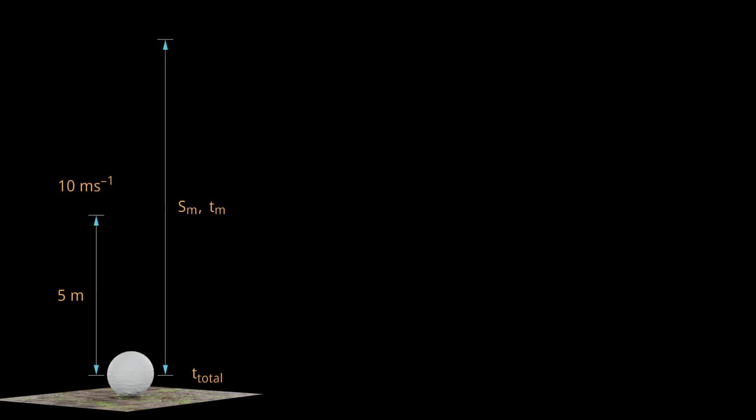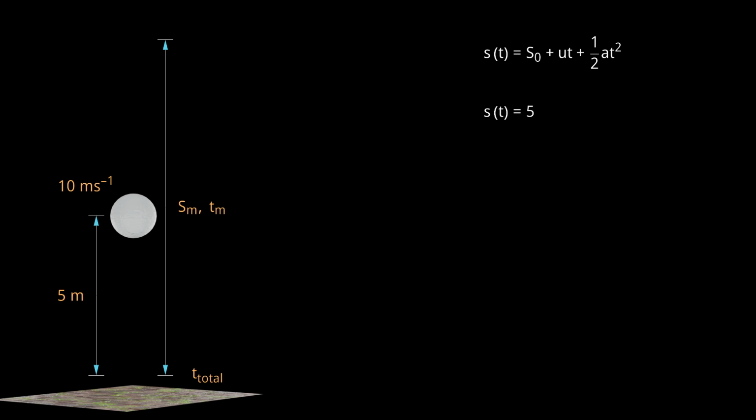We'll begin with the equation for the displacement of the ball, which is given as follows. The ball starts with an initial displacement of 5 meters, so S sub 0 is 5. Next, we can substitute the initial velocity of the ball, which is 10 meters per second. This value is positive because it aligns with the direction of the displacement. We know that gravitational acceleration, 9.8 meters per second squared, acts in the direction opposite to the ball's motion, so we take it as negative.